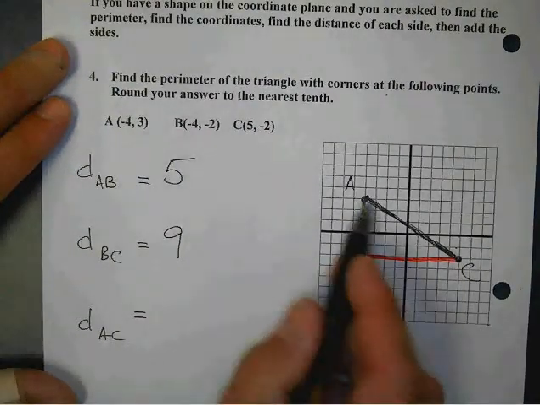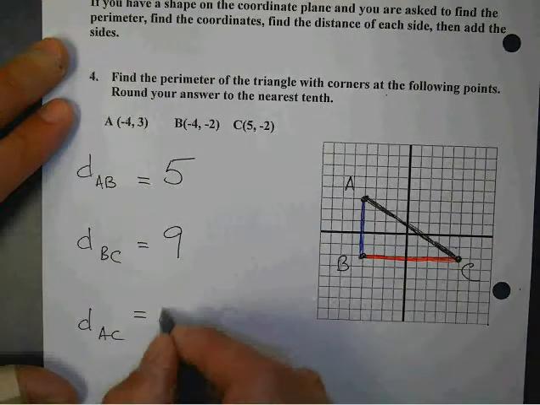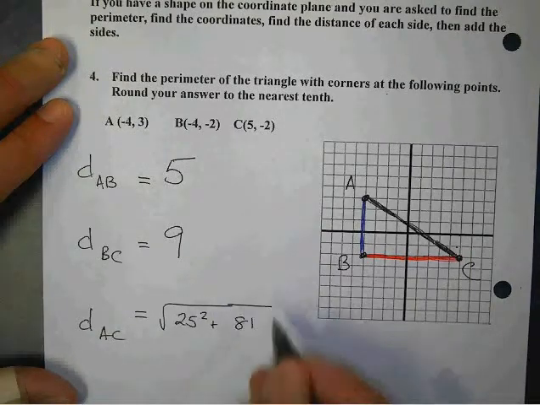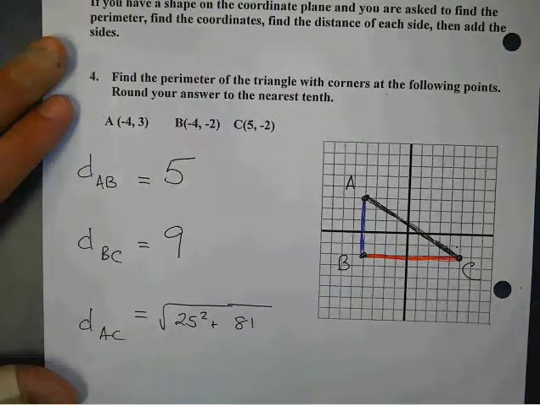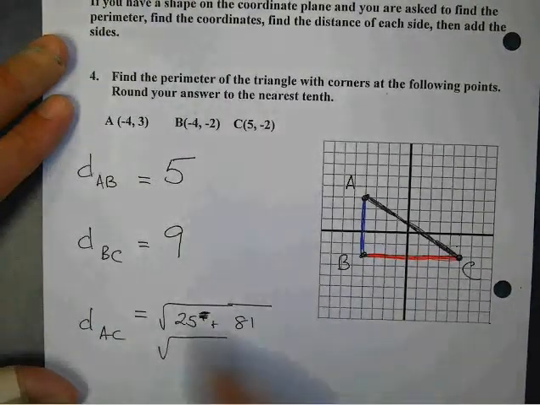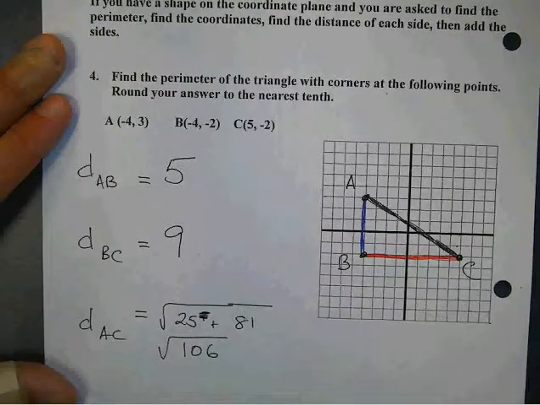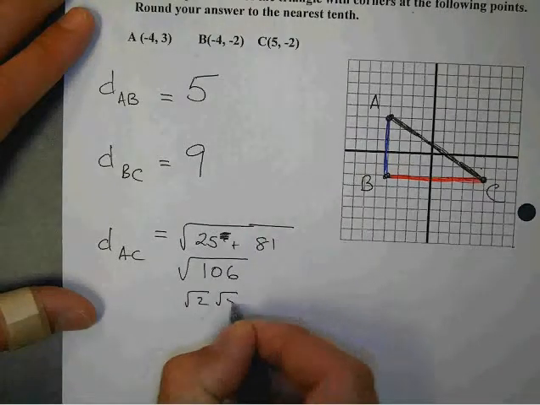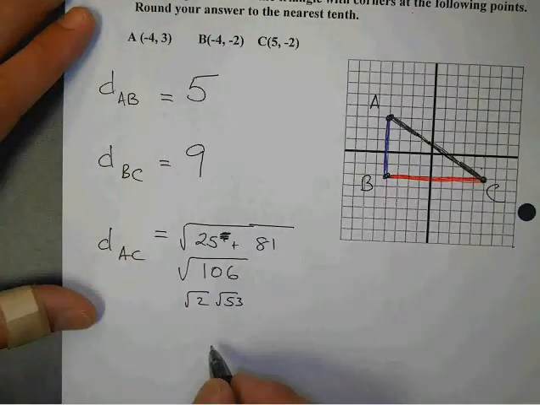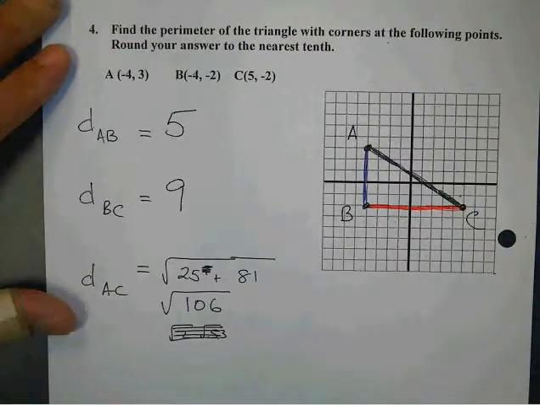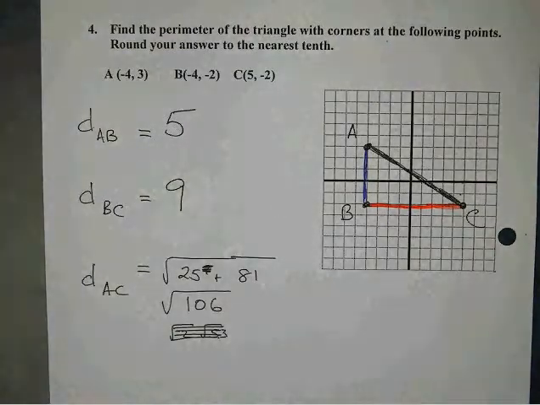You gotta do square root of A squared plus B squared. So 25 plus 81. Where am I getting 25 and 81 from? A squared plus B squared, right? 25 and 81 is 106. 2 and 53. 53 doesn't break down any further. So I guess we're back to 106. But what is the question? It says round your answer to the nearest what? So are they okay with going decimals here? They are. Yeah.